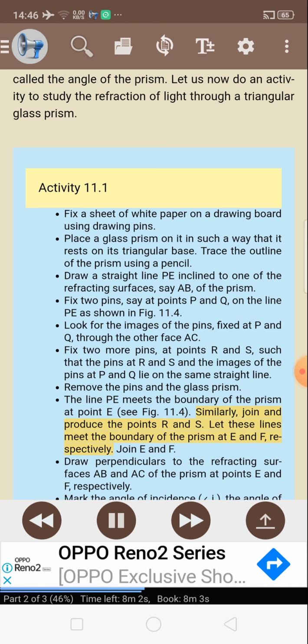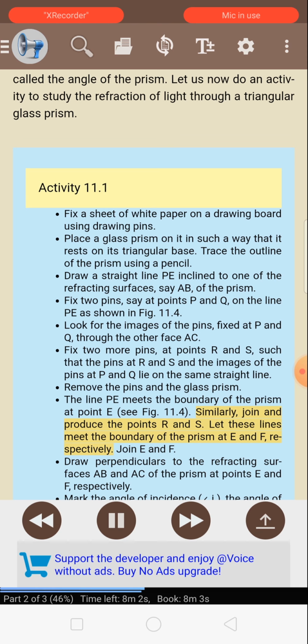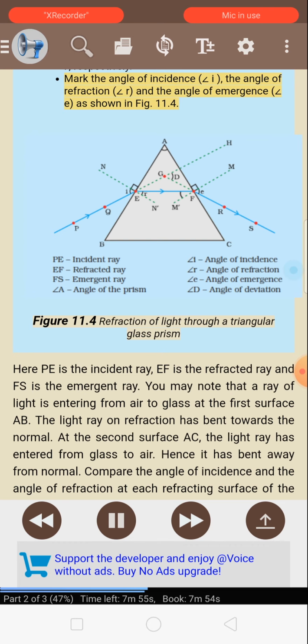Similarly, join and produce the points R and S. Let these lines meet the boundary of the prism at E and F respectively. Join E and F. Draw perpendiculars to the refracting surfaces AB and AC of the prism at points E and F respectively. Mark the angle of incidence, i, the angle of refraction, r, and the angle of emergence, e, as shown in figure 11.4. Figure 11.4 Refraction of light through a triangular glass prism. Here PE is the incident ray, EF is the refracted ray, and FS is the emergent ray.